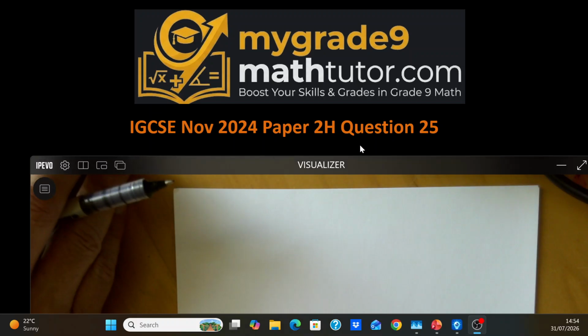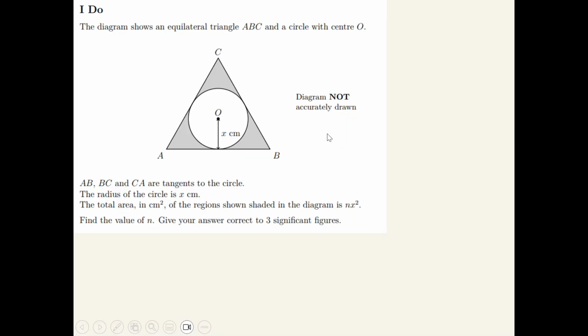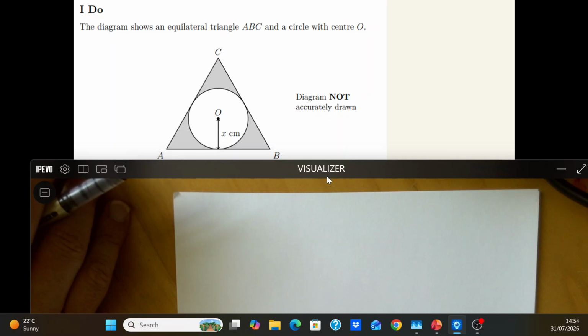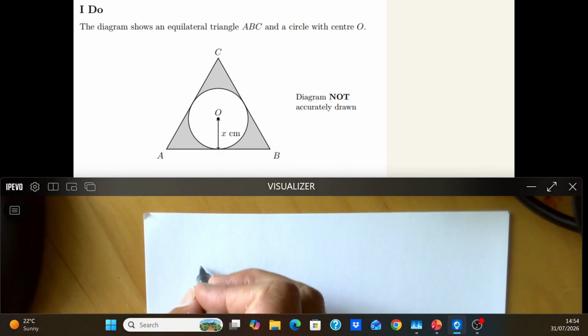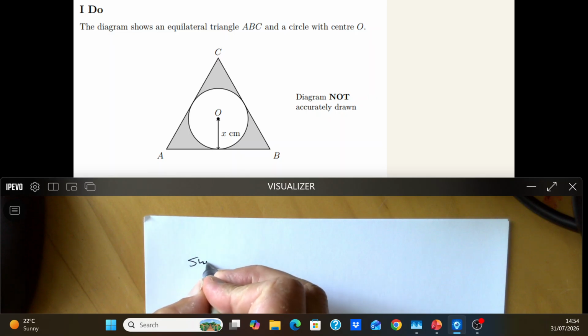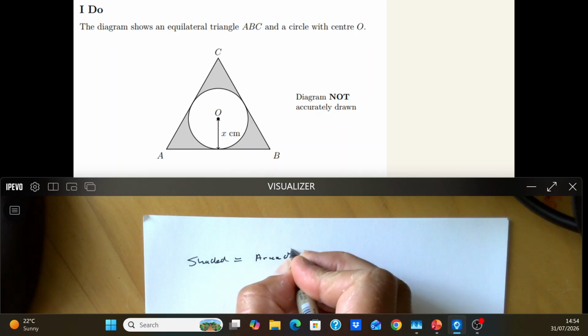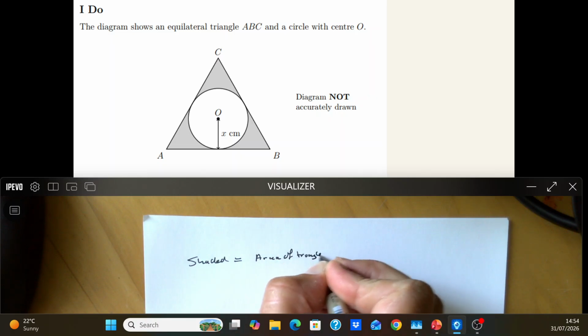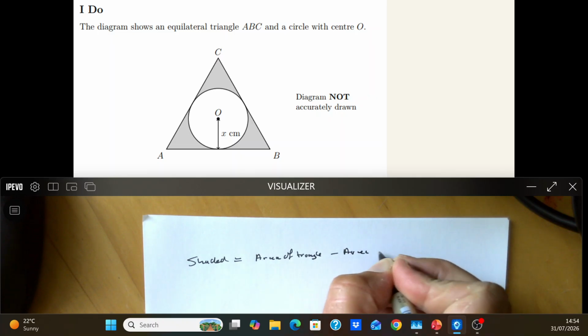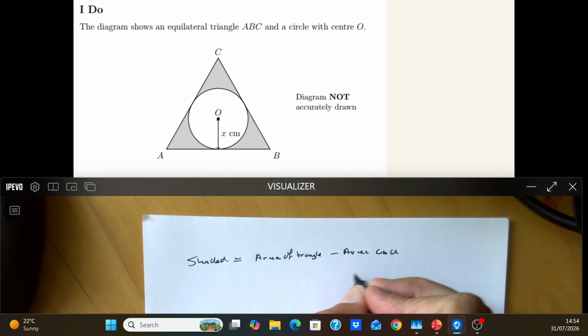So let's have a look at this question. Right, so I've got a circle and I've got a triangle, and I'm asked to work out n. So what I do know is the shaded area equals area of triangle, take area circle. The area of circle, that's quite easy, that's pi x squared.